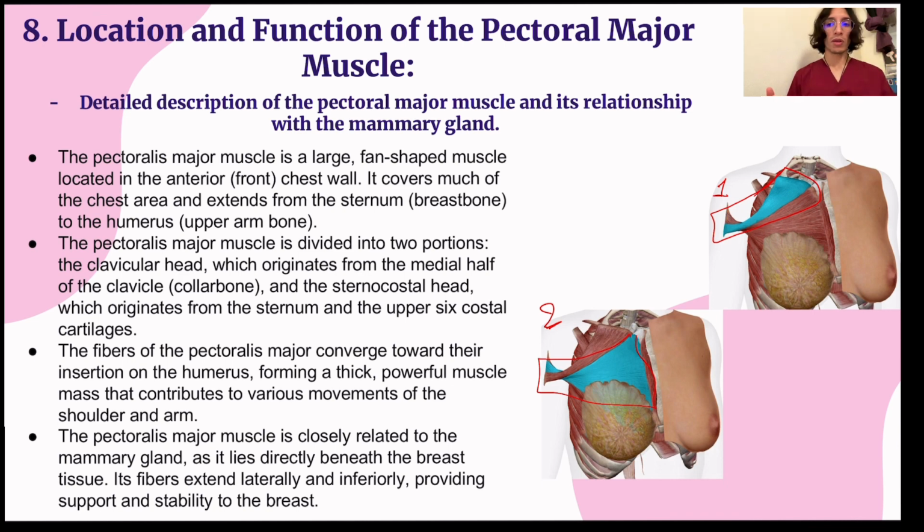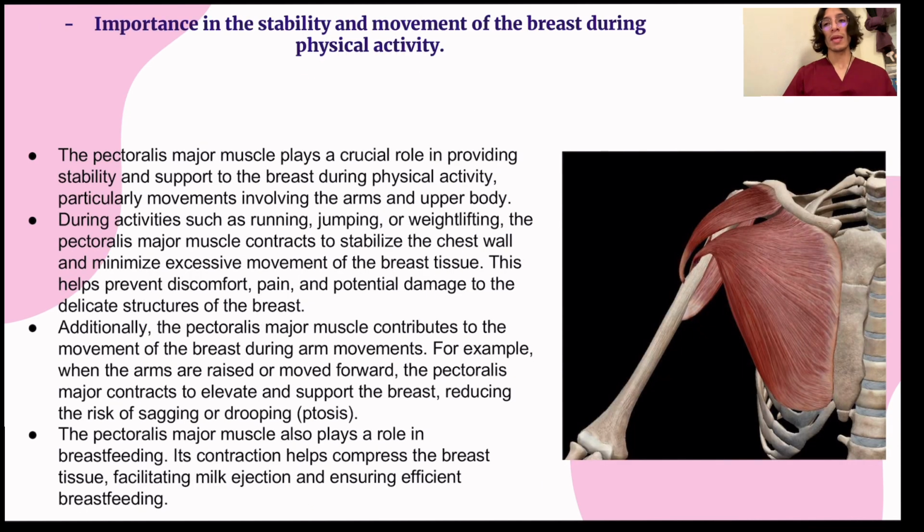The pectoralis major muscle is closely related to the mammary gland as it lies directly beneath the breast tissue. Its fibers extend laterally and inferiorly, providing support and stability to the breast. Importance in the stability and movement of the breast during physical activity.